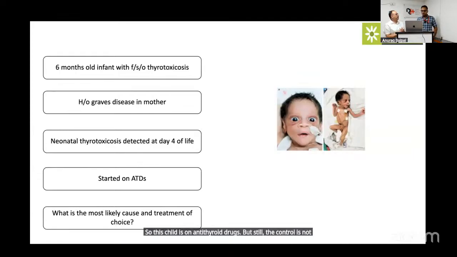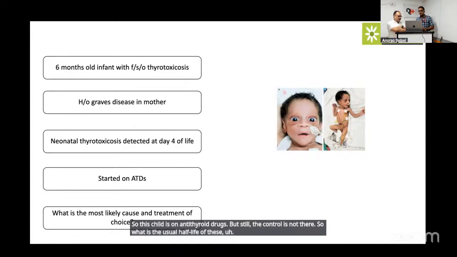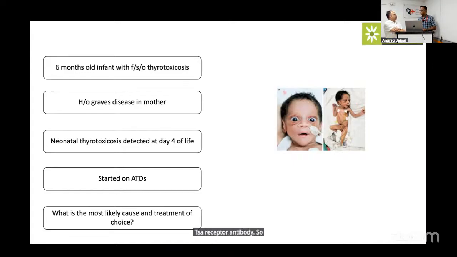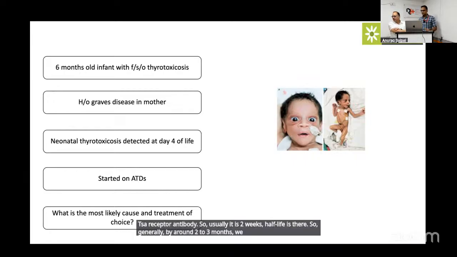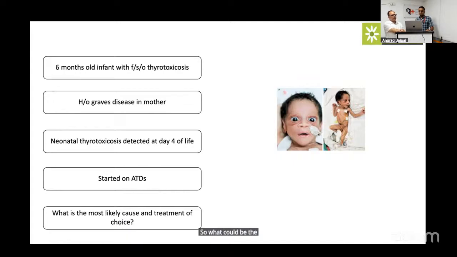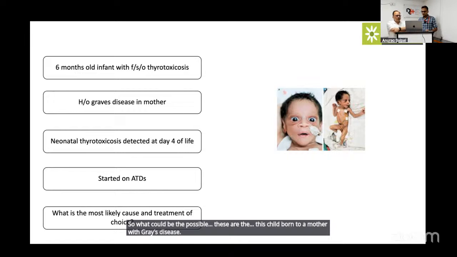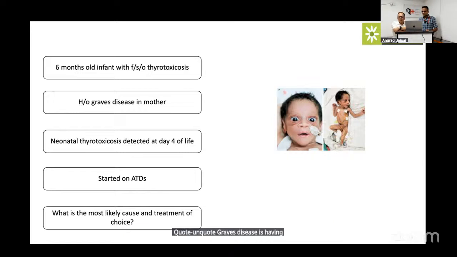So what is the usual half-life of these TSH receptor antibodies? Usually it is 2 weeks. So generally by around 2 to 3 months, we expect neonatal Graves' disease to settle down. So what could be the possible reason that this child, born to a mother with Graves' disease, is having a persistent requirement?